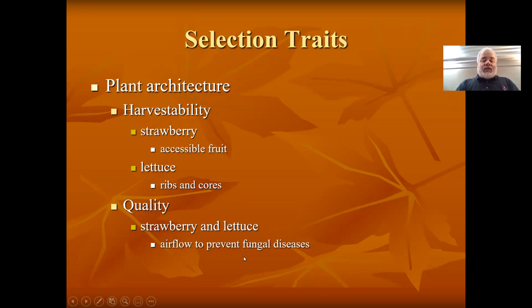Quality strawberries and lettuce, you need airflow to prevent fungal diseases. So again, when I was talking about the architecture of strawberries, a nice modest sized plant not only is easier to harvest, but it keeps the disease level down by allowing airflow, not too many leaves, so air can move through. And with lettuce, you don't want the lettuce sitting right on top of the bed. It's nice if it's got a little bit where it's not touching the surface of the bed, at least not touching it thoroughly, where it's just smashed down on the bed.